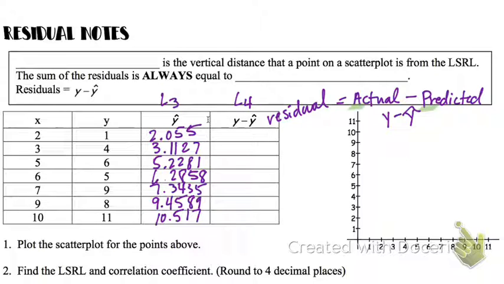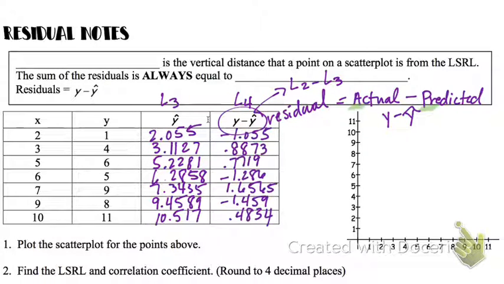So in my list 4, what would my formula be? What 2 lists am I going to put in for my list 4? What would that look like? L2 minus L3. So go ahead and get those. These are the numbers that you should have gotten. What do you notice about the numbers? They equal 0 if you add them all up.